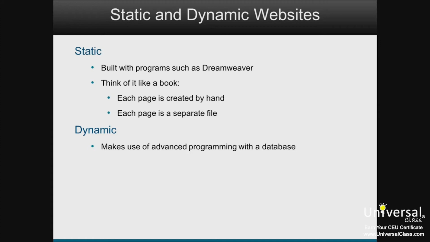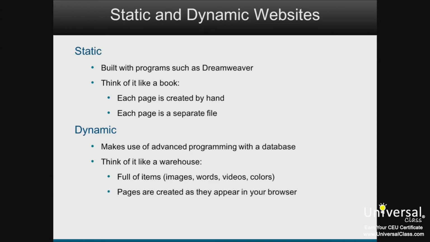A dynamic site, on the other hand, is more like a warehouse that's full of images, words, videos, and colors. These items are pulled off the shelf at lightning speed whenever you click on a page to view it, and the pages are created as they appear in your browser. These pages are not saved as individual pages. Instead, they're pieces of pages that can be pulled together to create a page.